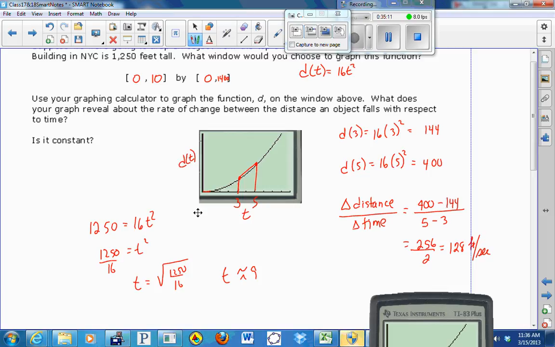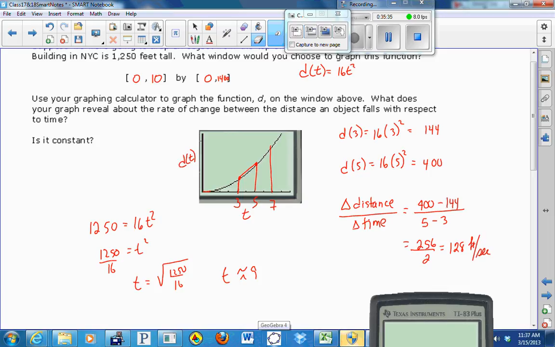128. But it looks like it's not a straight line from here to there. Okay? It's increasing. Your average rate of speed is increasing over time here. Okay, so let's check out 5 to 7. Let's go 5 to 7 so you can see the same time change.